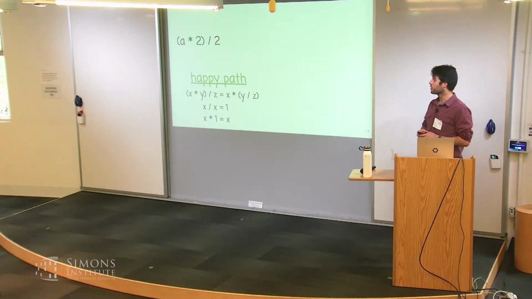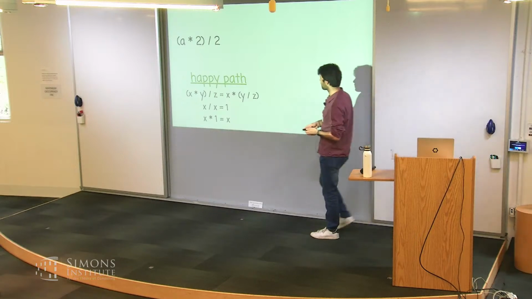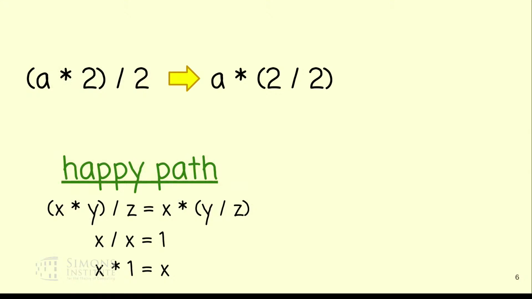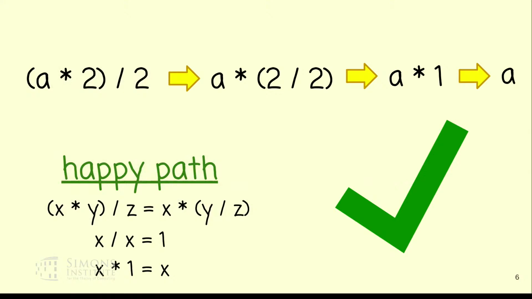Okay, so let's look at the happy path. Here I'm only going to invoke these arrows in the one direction. First we reassociate the multiplication with the division, and then we can see, aha, we can perform a cancellation, fantastic, and then we can do another identity, and we've optimized our program, fantastic.